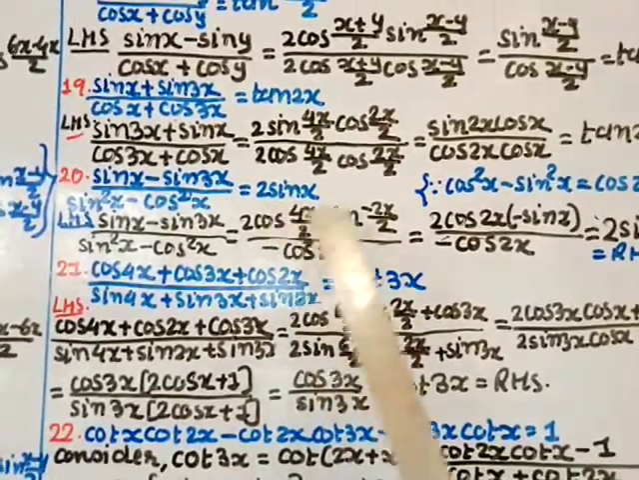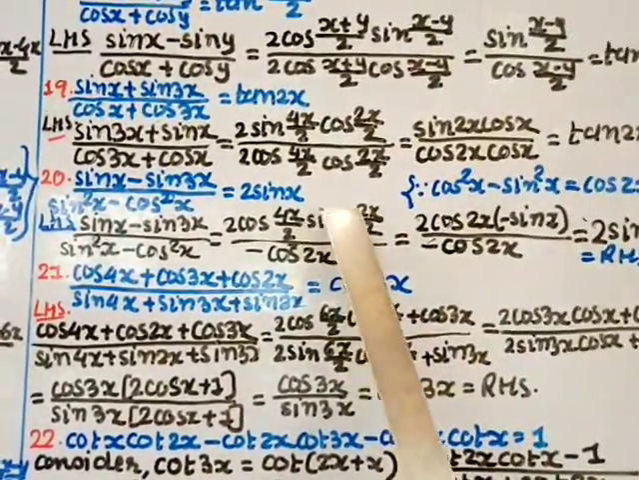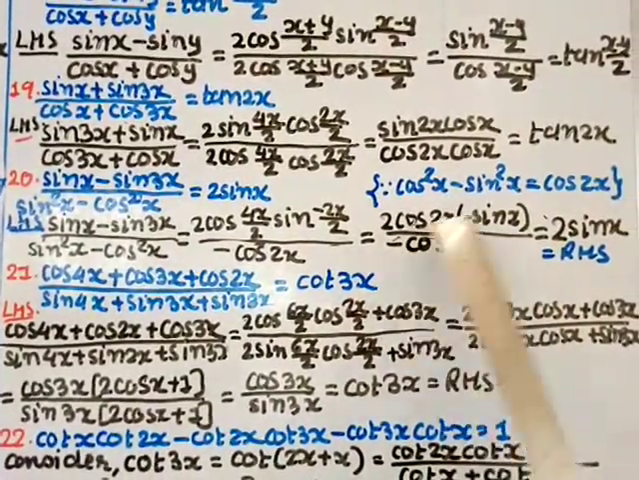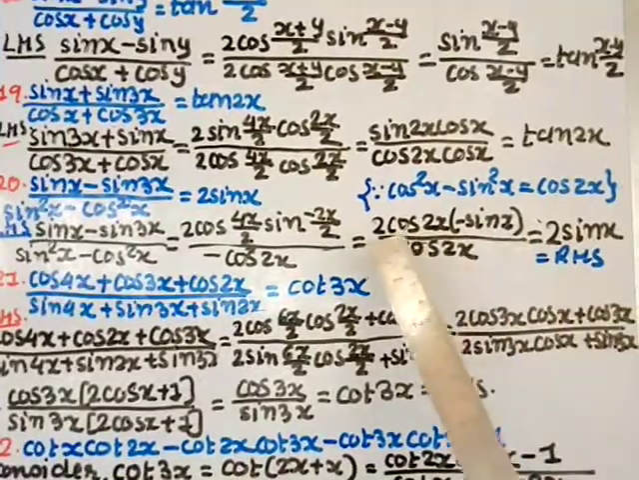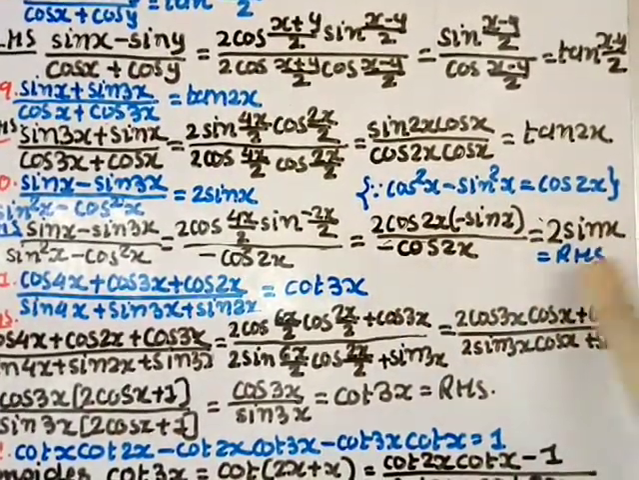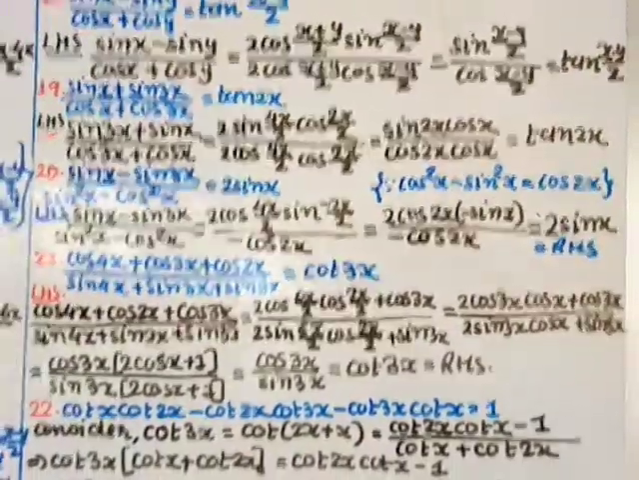Here you cut by 2, this you cut, so you get 2 cos 2x, and because of this sign, the minus will come out. So minus sin x over minus cos 2x. Minus and minus you can cut. So here you get cos 2x, and cos 2x also you can cut. So you get here 2 sin x. That is your right hand side, what you have to prove. So that is the proof of number 20.